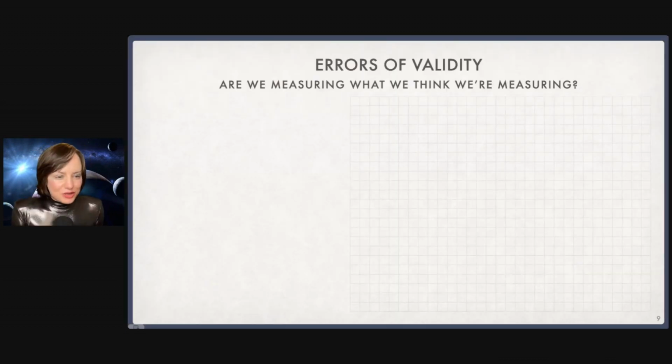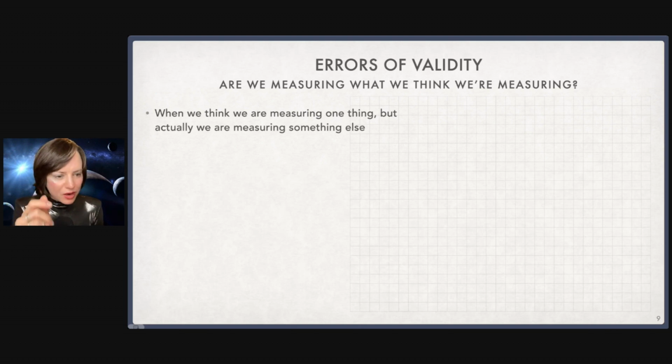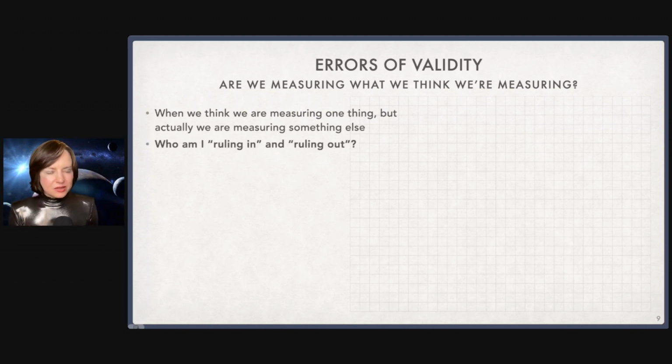Okay. Two more errors. Errors of validity. Are we measuring what we think we're measuring? So an error of validity is when we think we're measuring one thing. We do our whole research project, we draw conclusions, but no amount of rigorous analysis will help us recover from the fact that we're not actually studying the thing we thought we were studying. This happens a lot. So we want to ask ourselves, when I'm looking at a data set, who am I ruling in and ruling out?